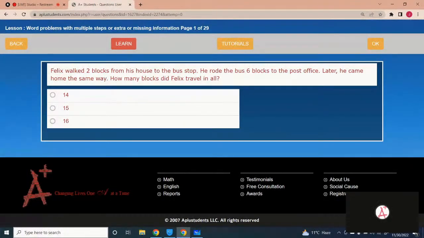Then he rode the bus for blocks to the post office, and later he came back the same way. How many total blocks did Felix travel in all?